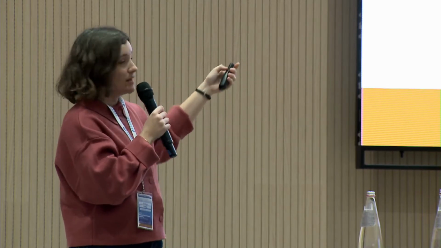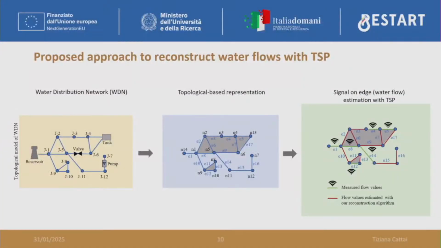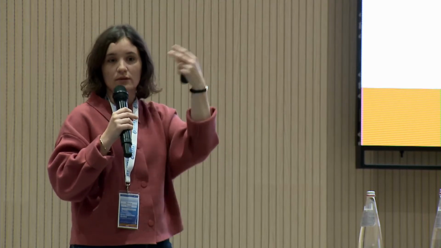So the main idea of this work is that we have this complex model of a water distribution network, and then we can sample signal values, which can be pressure values or flow values, for instance, and we can reconstruct them through this nonlinear system. The general idea is represented in this slide. On the left, we have the water distribution network, made of junctions, pipes, and also active elements such as pumps, valves, etc. Then we can derive our model and obtain a topological-based representation. And then we can decide to measure the flow on some pipes in the network and reconstruct all the other values that we do not sample.